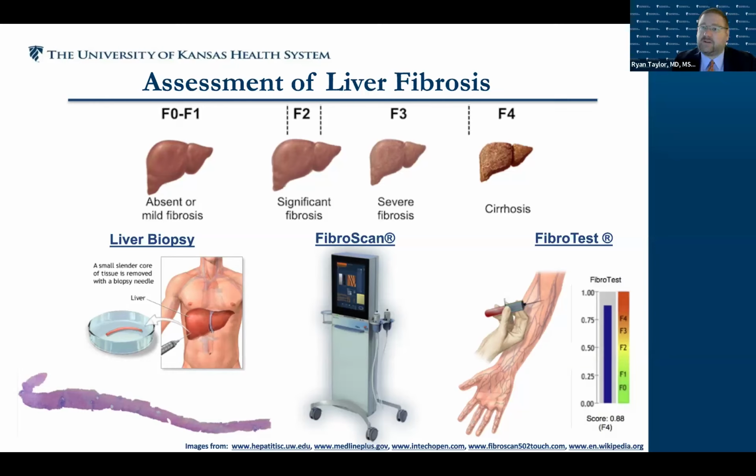So historically, the number one way we would assess for fibrosis would be the liver biopsy. This is where we would put a small needle into the liver, take out the tissue, and look at it under the microscope. It still is considered the gold standard. However, it has limitations because it is an invasive procedure.